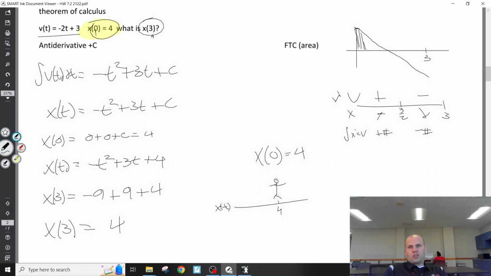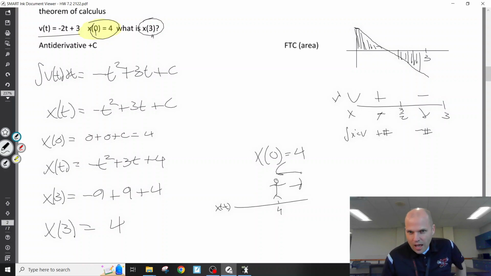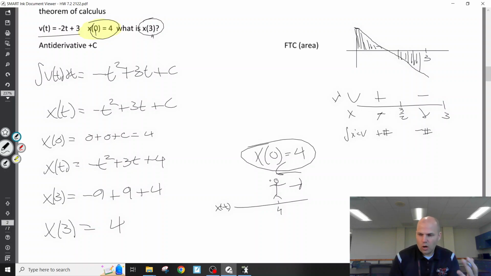The dude will travel to the right an amount. We can figure that out. The dude will then travel to the left an amount. We can figure that out. And then, since we know where he started, we'll know where he ends if we just incorporate those movements. Now, what does that mean?